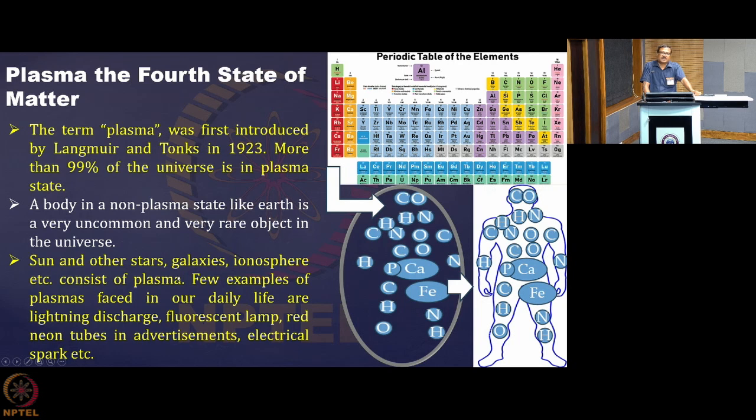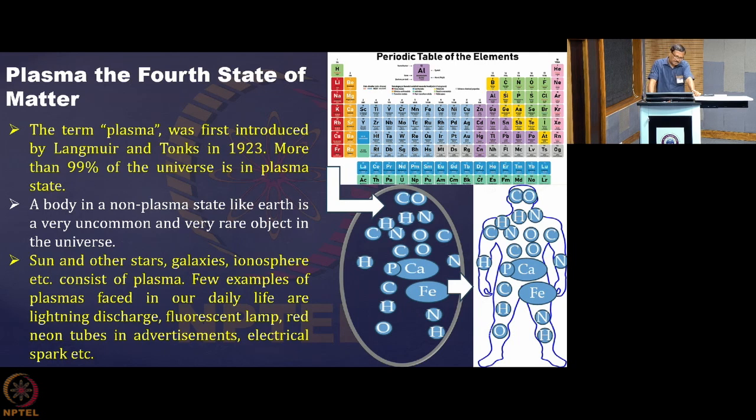The sun gives its energy to us through a fusion reaction, which probably most of you know. So the sun and other stars, galaxies, and the ionosphere all consist of plasma. Now, it is not that we don't see any plasma in our daily life. The lightning discharge, the fluorescent lamp, the neon tubes in advertisements, or the electrical spark when we switch on, are all something like plasma.